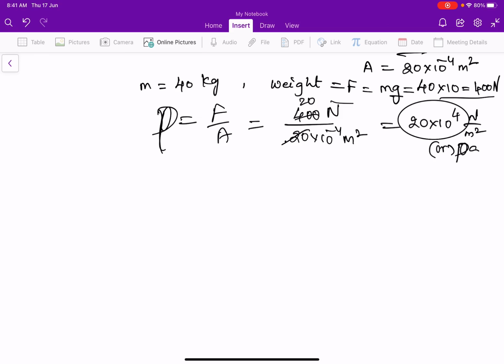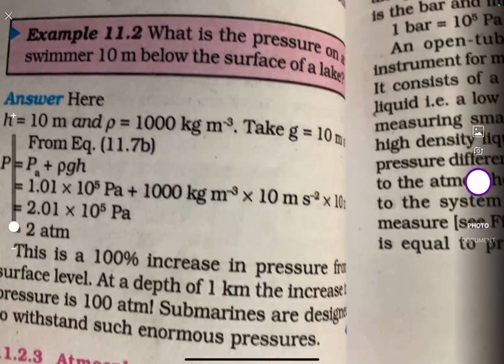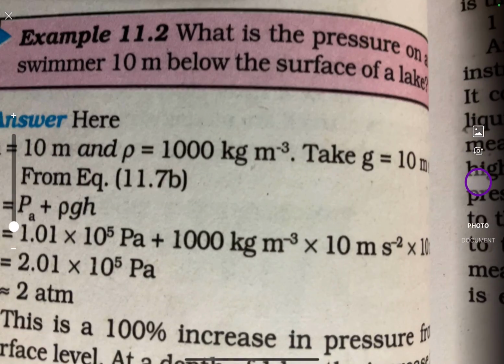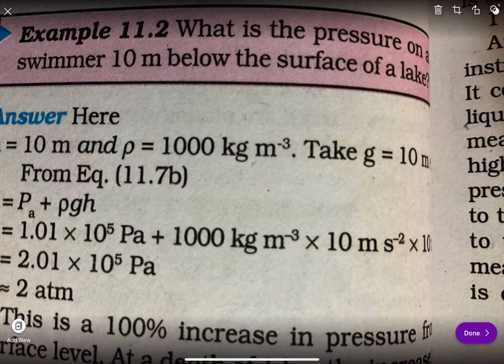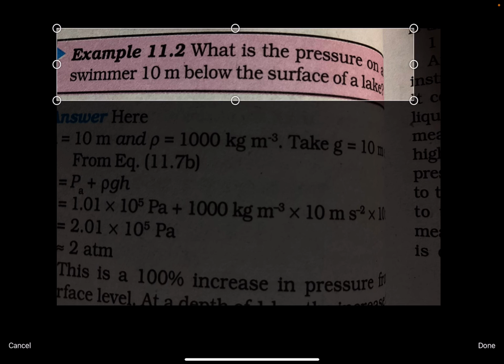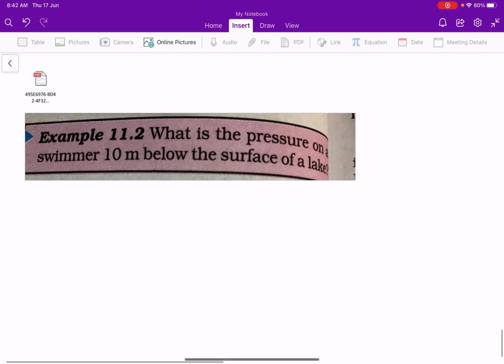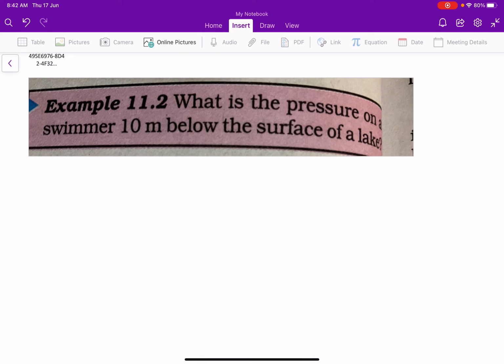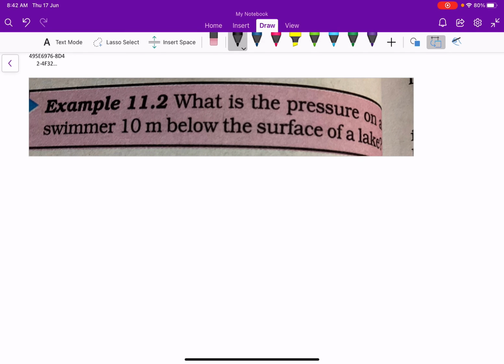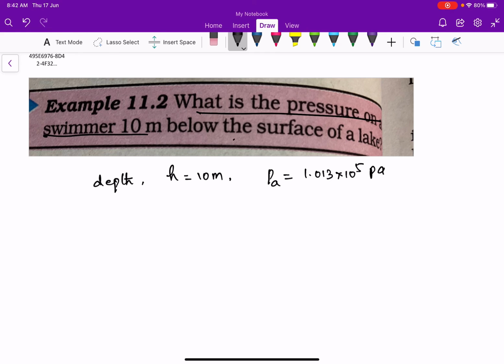Now I am going to explain problem number 2. Example number 2 is: what is the pressure on a swimmer 10 meters below the surface of the lake? Here depth h is equal to 10 meters, and we know atmospheric pressure is equal to 1.013 into 10 to the power of 5 pascals.